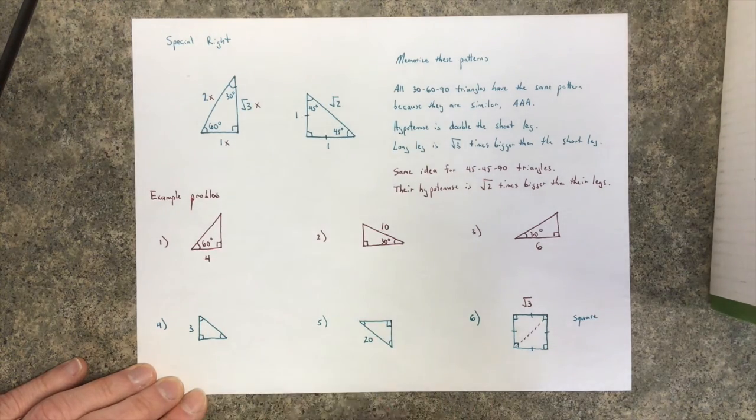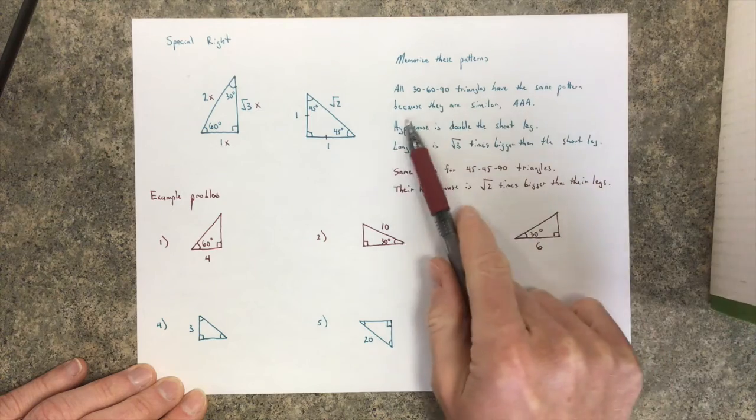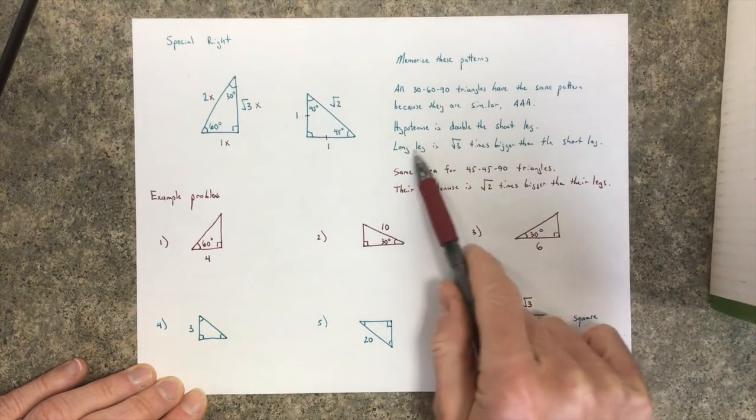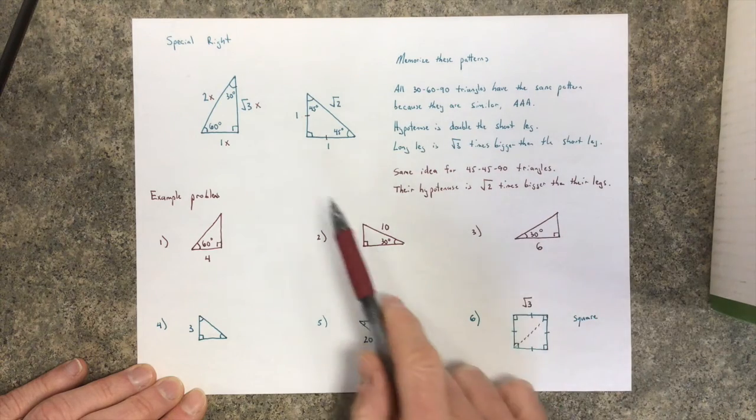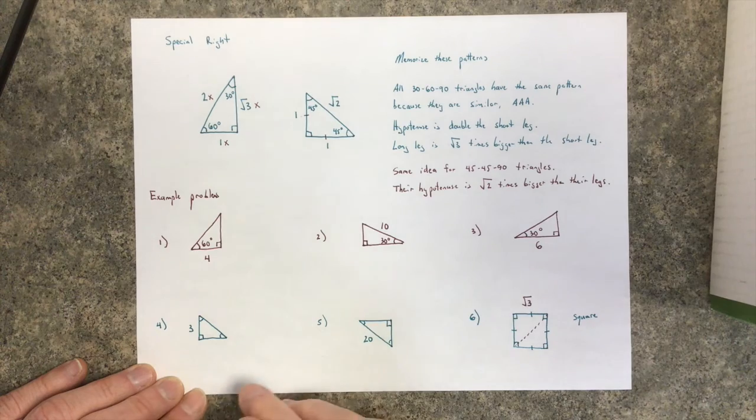But again, these patterns you have to memorize, and all it's saying is that all 30, 60, 90 triangles have the same pattern because they're similar. So the hypotenuse is double the short leg, the long leg is the square root of 3 times the short leg. Same idea for this guy. For all 45, 45, 90 triangles are similar. Their hypotenuse is the square root of 2 times bigger than the short leg. All right, let's do some problems.